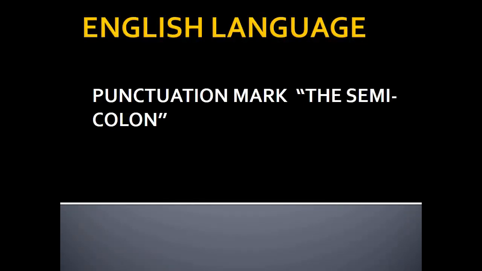Good day all. In our previous lesson, we talked about the colon and its uses, and I promised that today I'm going to talk about the argumentative essay, but I feel it's good to complete the rest of the punctuation marks given in our syllabus. So today we are going to talk about the semicolon.